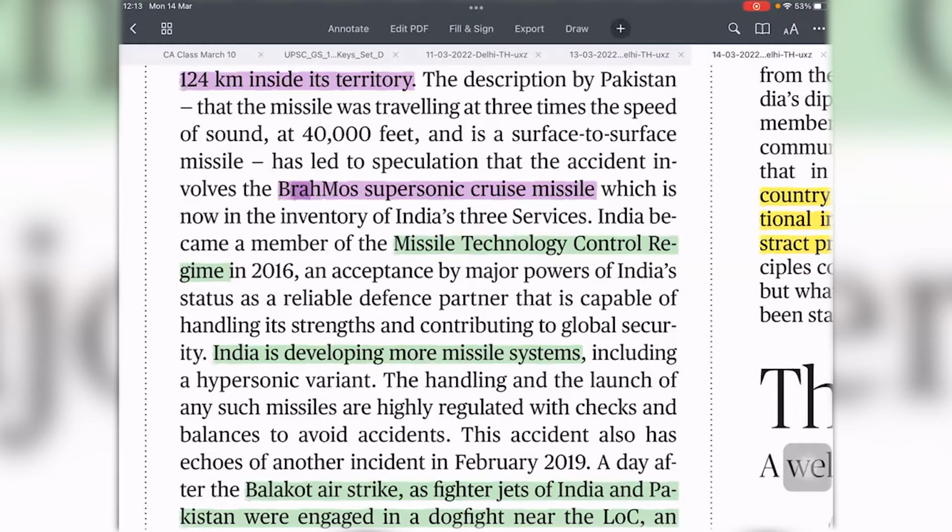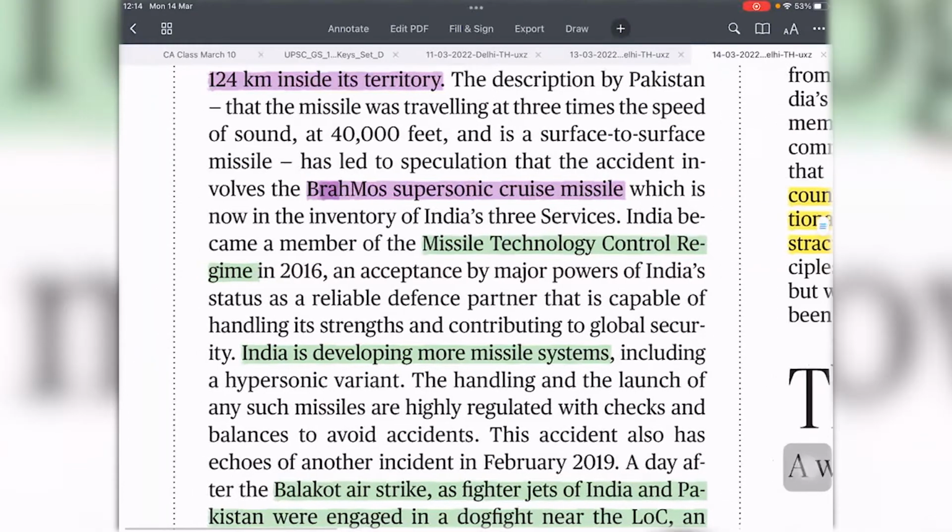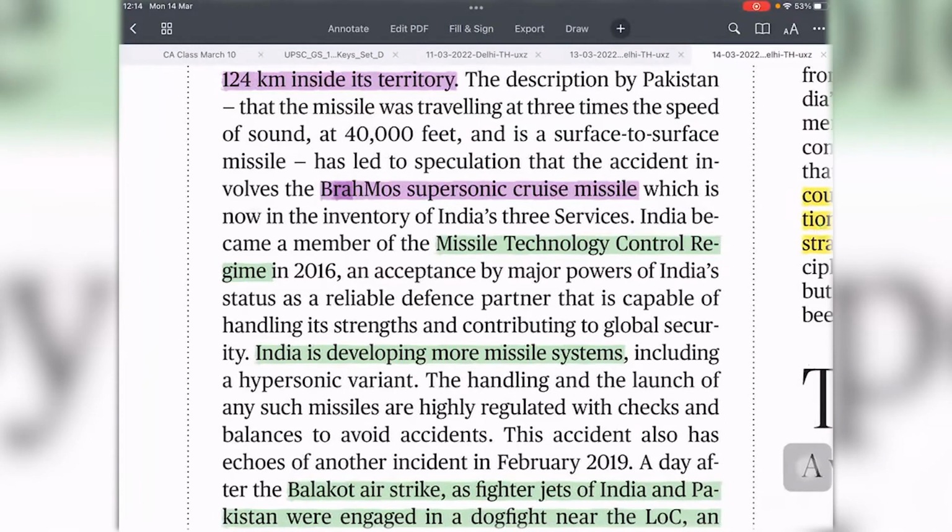Limited to members only. Okay, let's assume that is not correct. Then what is the limitation? Nuclear. Is BrahMos a nuclear missile? It's not a nuclear missile. Sure, sir. What is the limitation? Is there any limitation on the MTCR members because of the missile system? I think they changed it recently. To what?